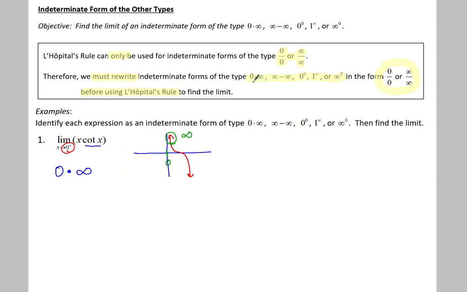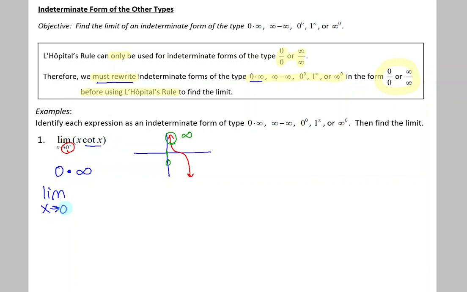That's one of my other types of indeterminate forms. I can't use L'Hopital's rule yet. I must rewrite it, if I can, into the 0 over 0 or infinity over infinity form. Then I can use L'Hopital's rule. So let's look at how we can do that with this function.